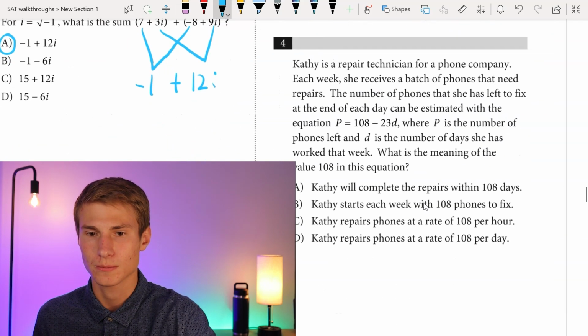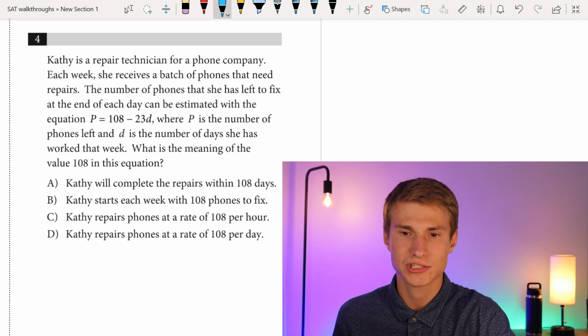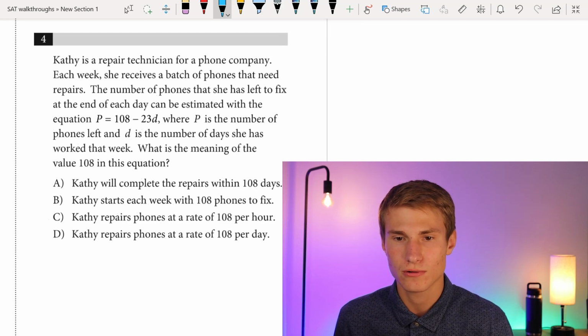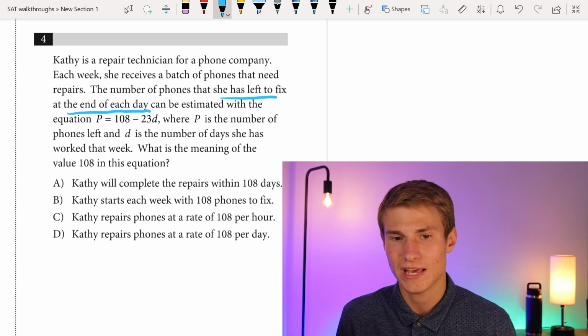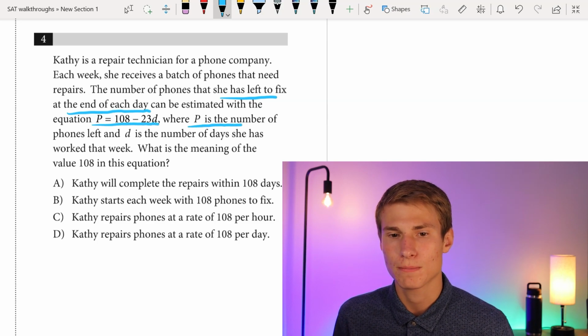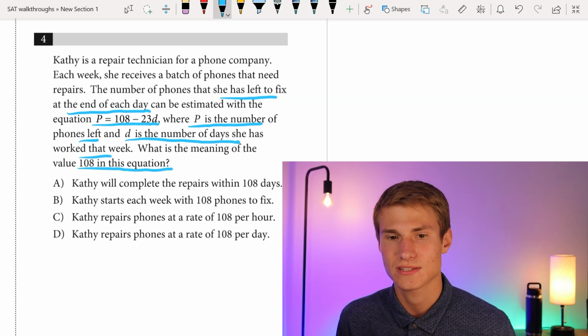Moving on to question 4. We've got Kathy as a repair technician for a phone company. Each week she receives a batch of phones that needs repairs. The number of phones that she has left to fix, keep in mind it's left to fix at the end of each day, not the amount she has fixed, can be estimated with the equation P equals 108 minus 23D, where P is the number of phones left and D is the number of days she has worked that week. What is the meaning of the value 108 in this equation?